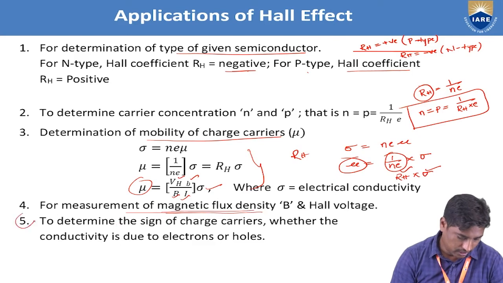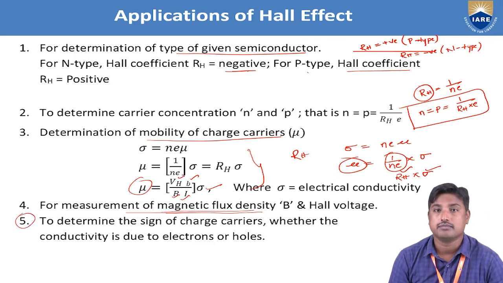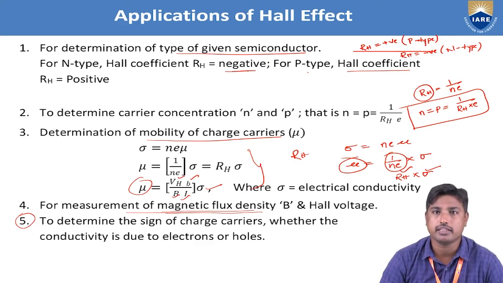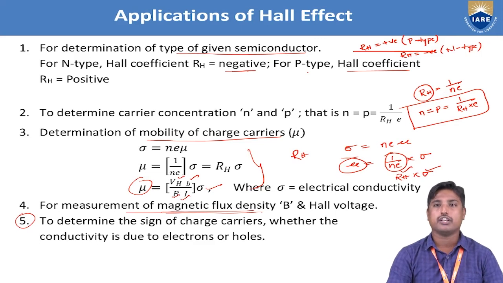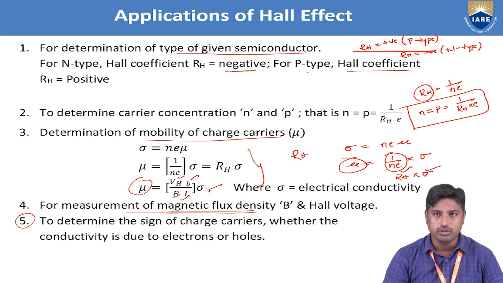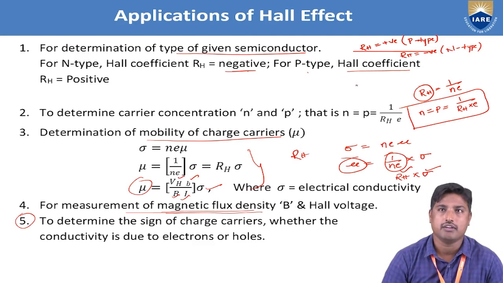So the fifth and final application, determine the sign of the charge carriers, whether the conductivity is due to electrons or holes. If the conductivity is due to electrons, we are getting the negative sign. Or if the Hall coefficient is positive, the charge carriers will be due to holes only. And these are the various applications of Hall effect.